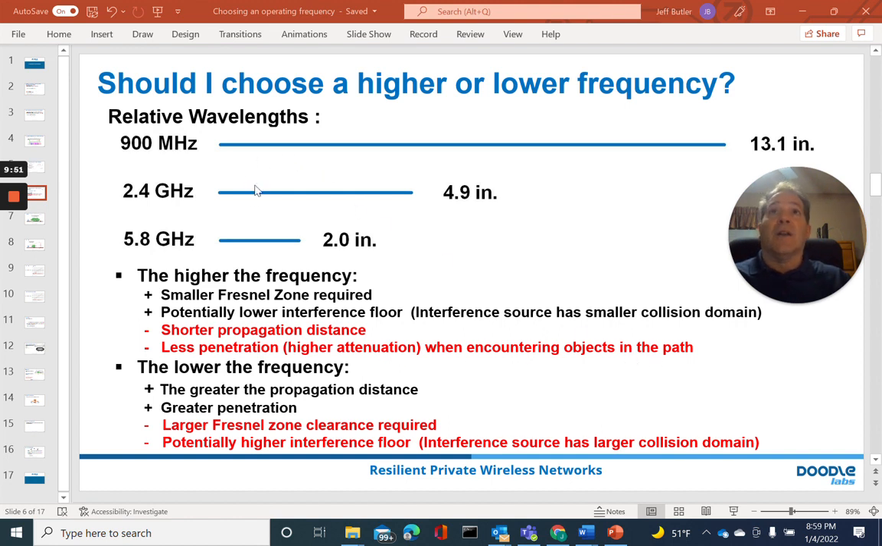At lower frequencies, like 900 megahertz, you'll have far greater propagation distances, and you'll have much greater penetration of objects in the path at the lower frequencies. But the opposite is also true.